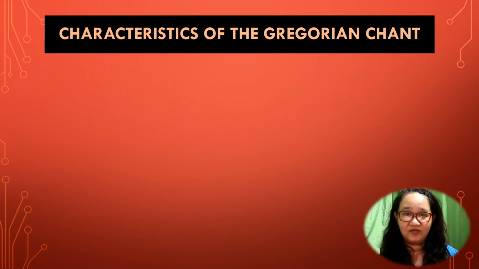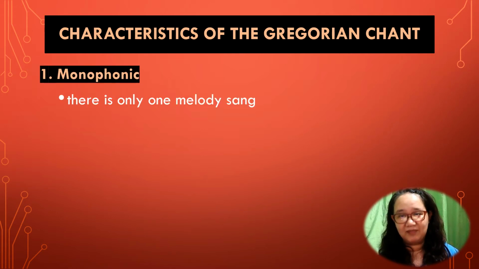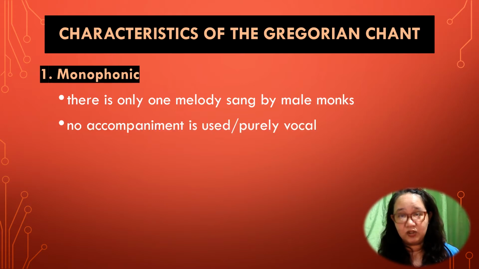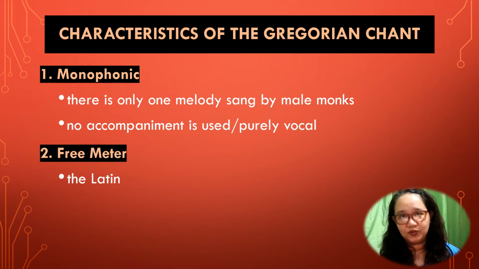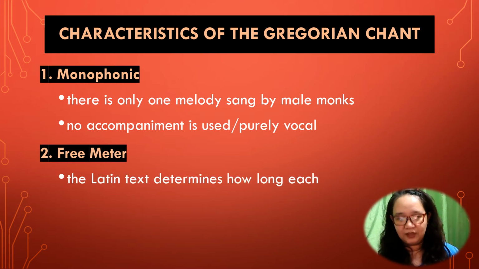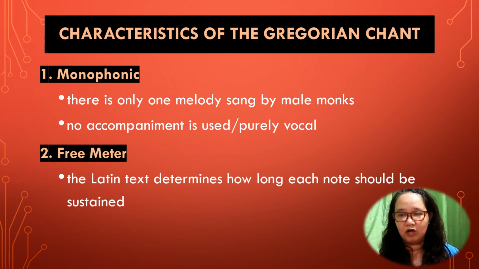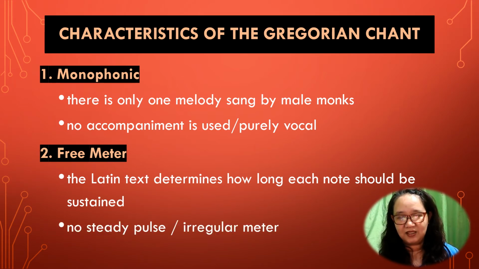So that was Salve Regina, an example of a Gregorian chant. Now, what are the characteristics of the Gregorian chant? Number one, it is monophonic. There is only one melody sung by male monks, and there is no accompaniment used, which means it is purely vocal. Number two, it is free meter. The Latin text determines how long each note should be sustained. There's no steady pulse, meaning irregular meter.